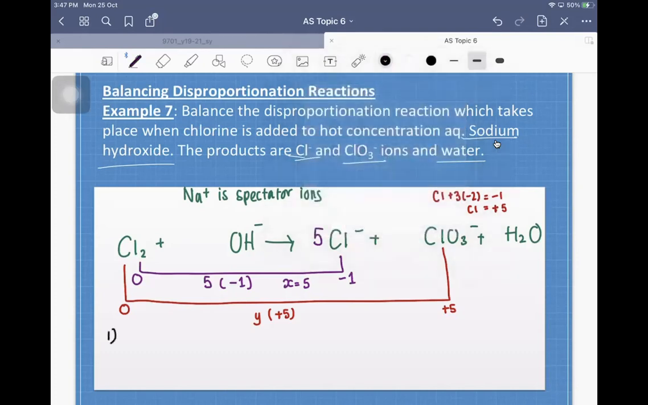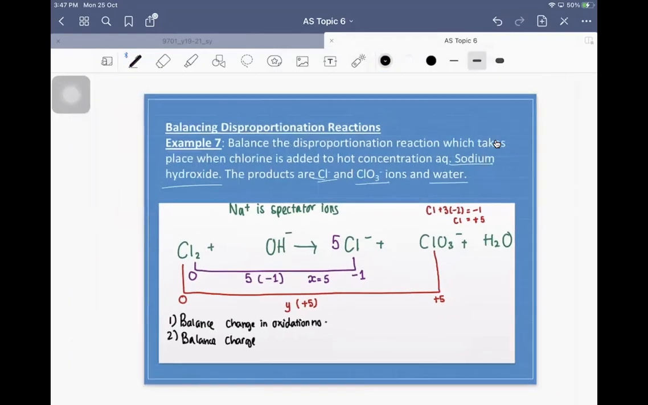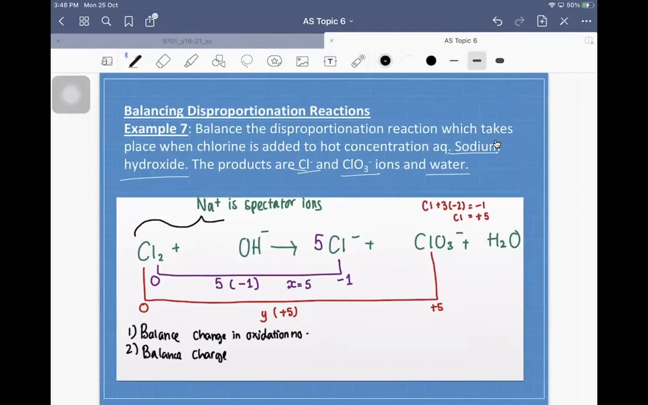So number 1, what we did just now, balance change in oxidation. Next is the charge. I don't have space. I'll just do this. At the moment, I have -1 on this side. And on this side, I've got -1, but 5 times -1. So -5 -1, so that's -6.